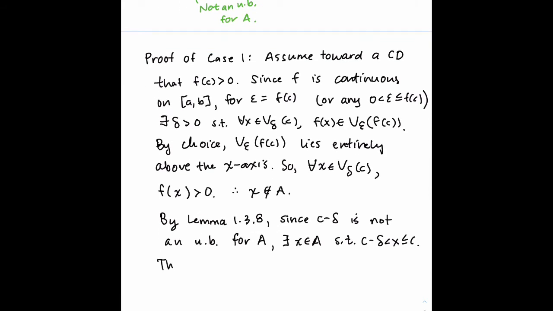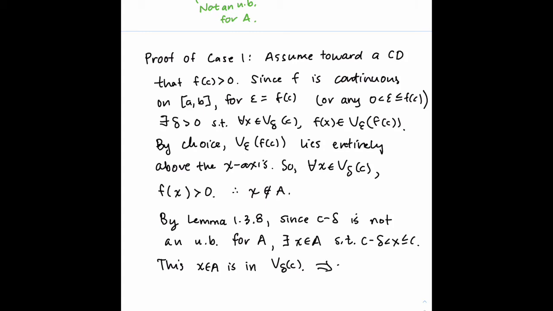This x in A is in V delta of c. So on the one hand, we're saying that x is in A, which means f of x has to be less than 0 by definition of the set capital A. And on the other hand, we have already shown that any x in our delta neighborhood evaluates to be positive when you plug it into the function, and that's a contradiction.